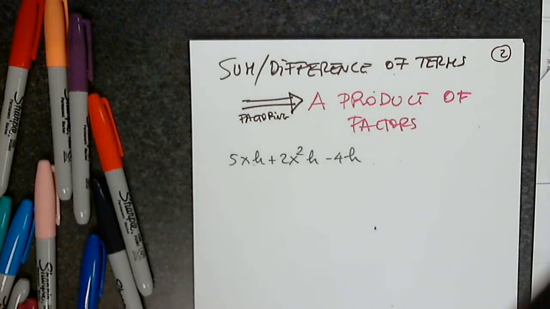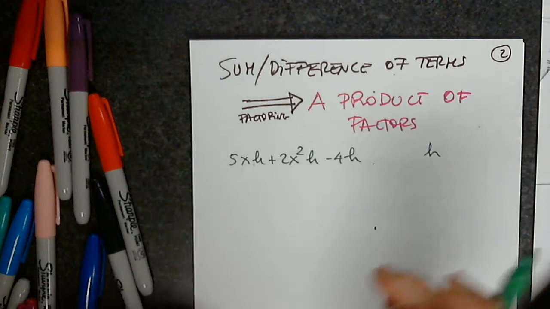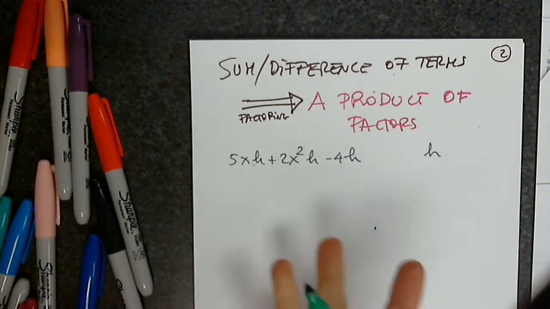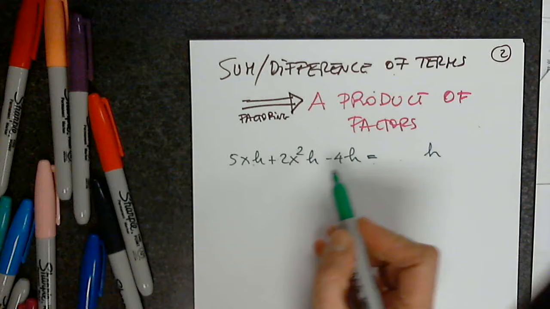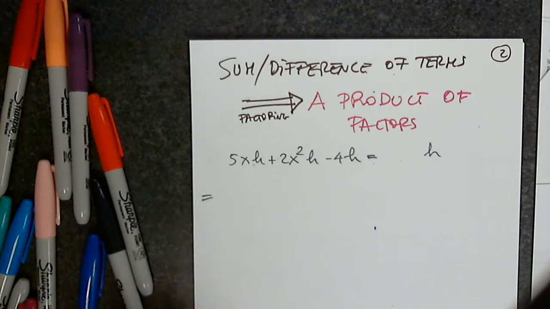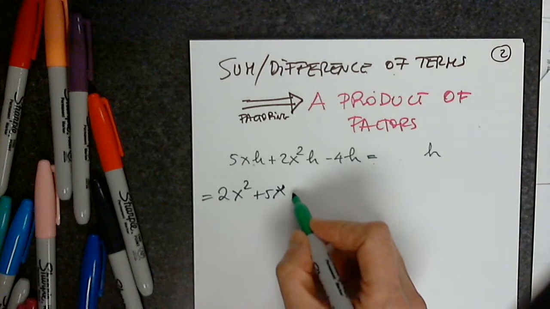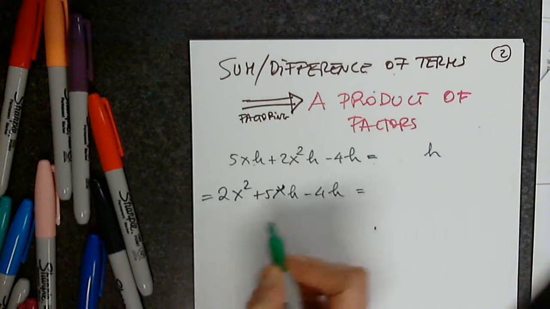And you could say, but wait a minute, there are two variables in there. How will I know which one? Well, normally h is not considered a variable. It's more of a parameter. So I will rearrange everything based on powers of x. So then this is 2x squared plus 5xh minus 4h.